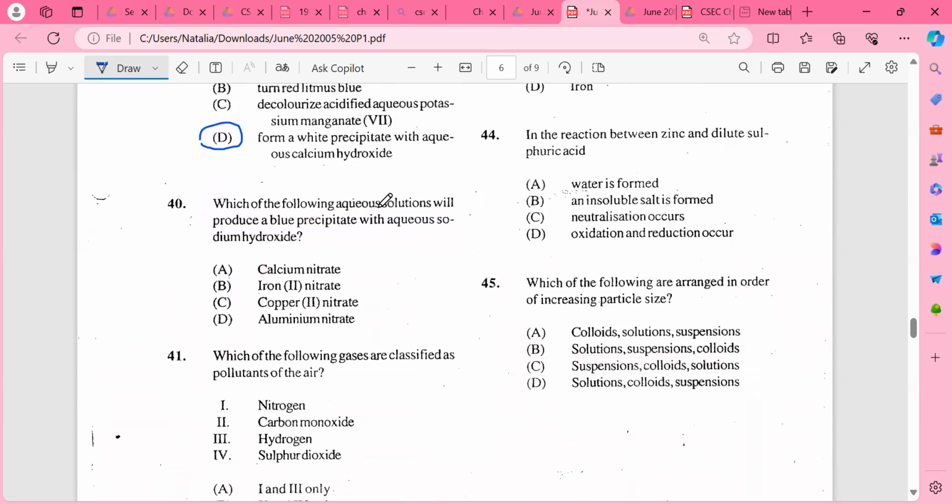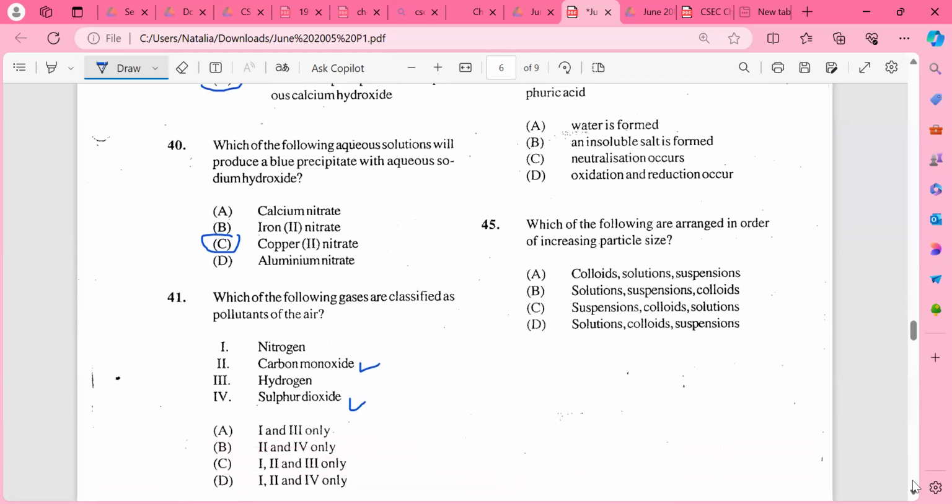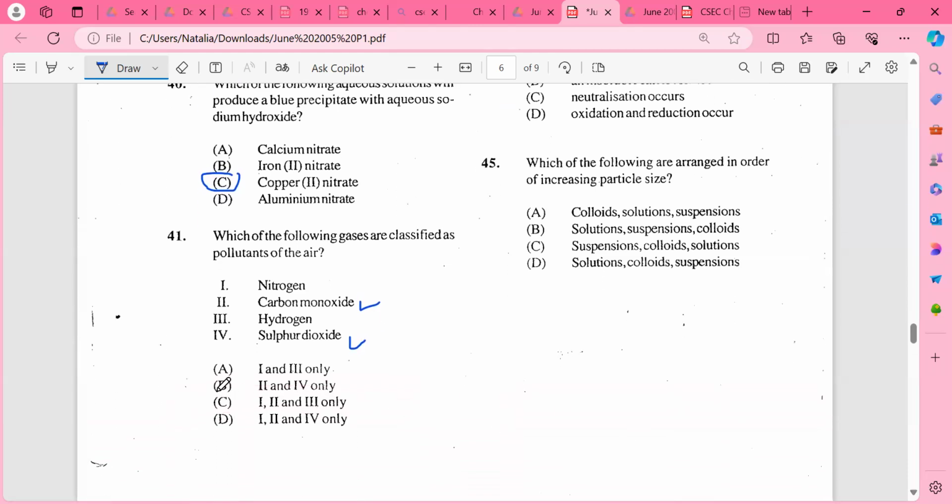Which of the following aqueous solution will produce a blue precipitate with aqueous sodium hydroxide? So blue is copper. So it's going to be copper nitrate. Copper 2 plus ions form blue precipitate. Which of the following gas may be classified as pollutants in air? Carbon monoxide, sulfur dioxide. So looking for 2 and 4. B.